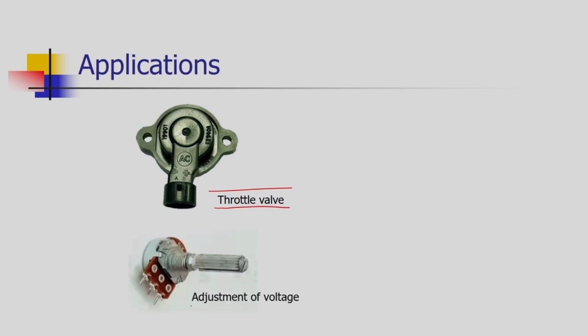The next is adjustment of voltage. This is a very common application. We have a lot of electrical appliances at home. For the ceiling fan, to control its speed, we use a knob on a device that has a potentiometer sensor. We just rotate the knob, and accordingly there is a change in the speed.